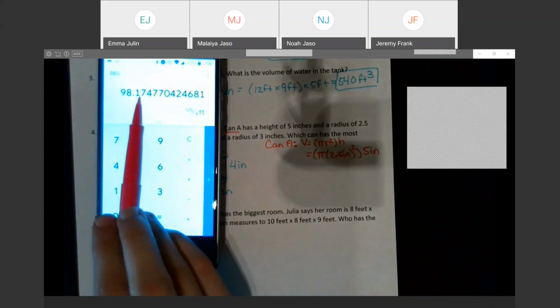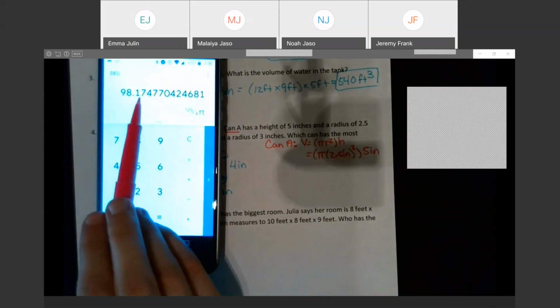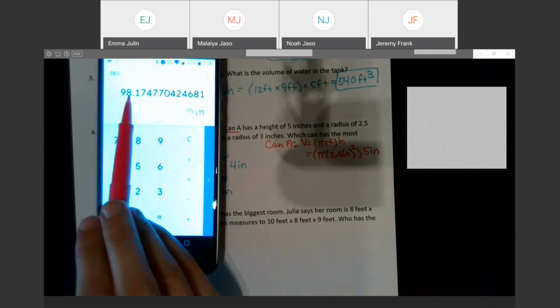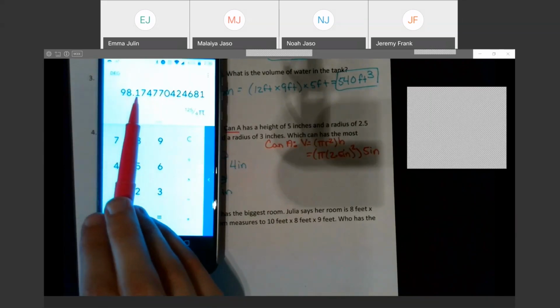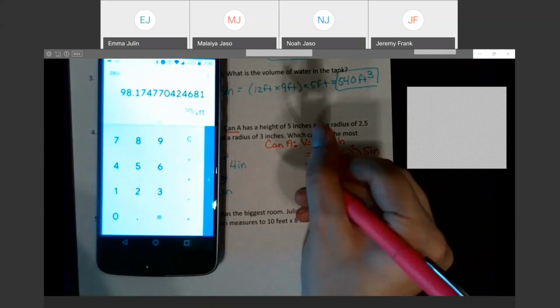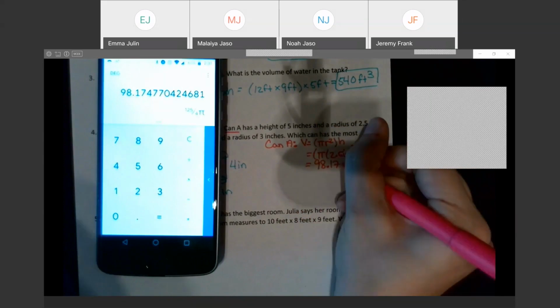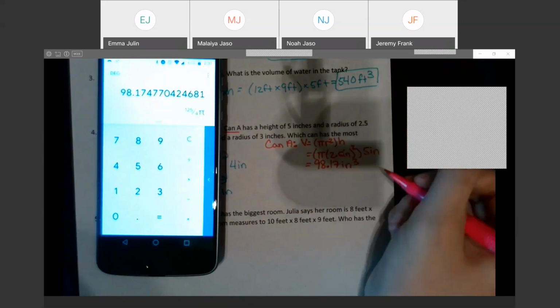Write it up to the 7th, because again, we ended at our 100th spot, and since the 4 is less than 5, I can just write my answer as 0.17. And this will be inches cubed.